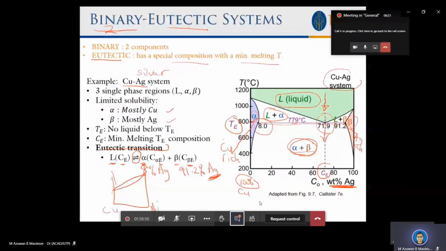By the tie line, I draw the tie line. All right. So what is the eutectic composition? Eutectic composition itself is 71.9% argentum. So if you can follow that, you are done. You are good for the eutectic composition, you must be able to write this reaction well.